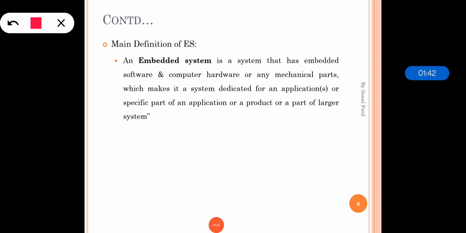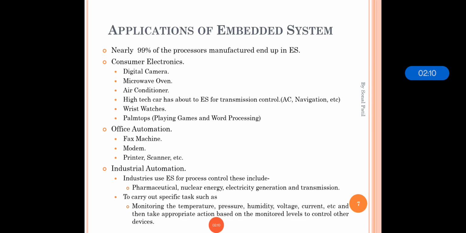So the embedded system is a system which is a combination of software and hardware or any other mechanical parts which makes the system dedicated for an application or specific part of an application or a product or a part of a larger system. Means in short, embedded system is nothing but the combination of hardware and software which is doing a specific task in a very reliable manner. That is the main definition of embedded system.